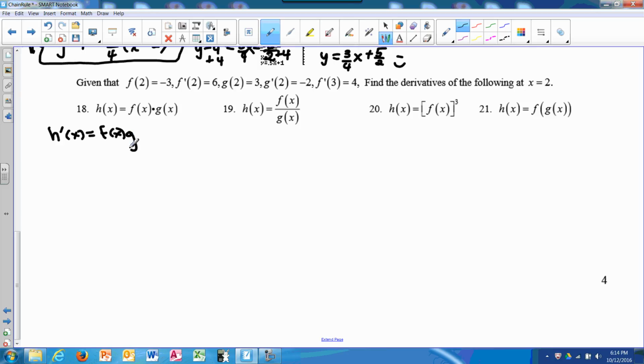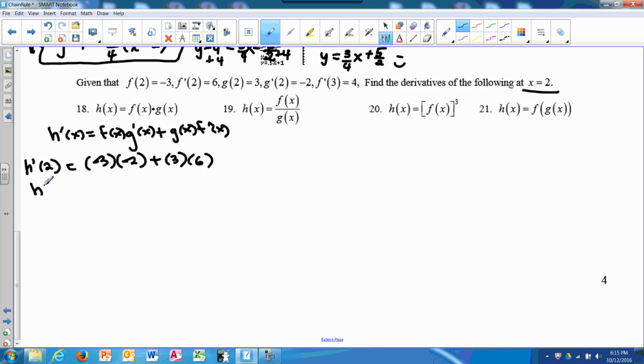Finally, we're going to use this information to go through 18, 19, 20, and 21. Okay, notice the difference between 18 and 21. 21 is a composition, not a multiplication. 18 is multiplication. So for multiplication, we're just doing wife swap. So f of x goes with g prime plus g of x goes with f prime.